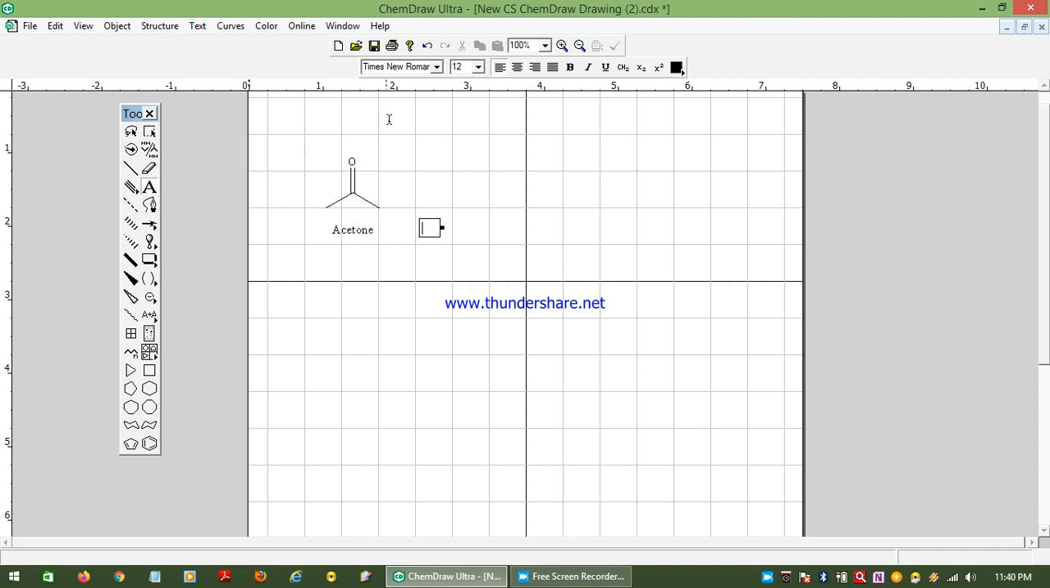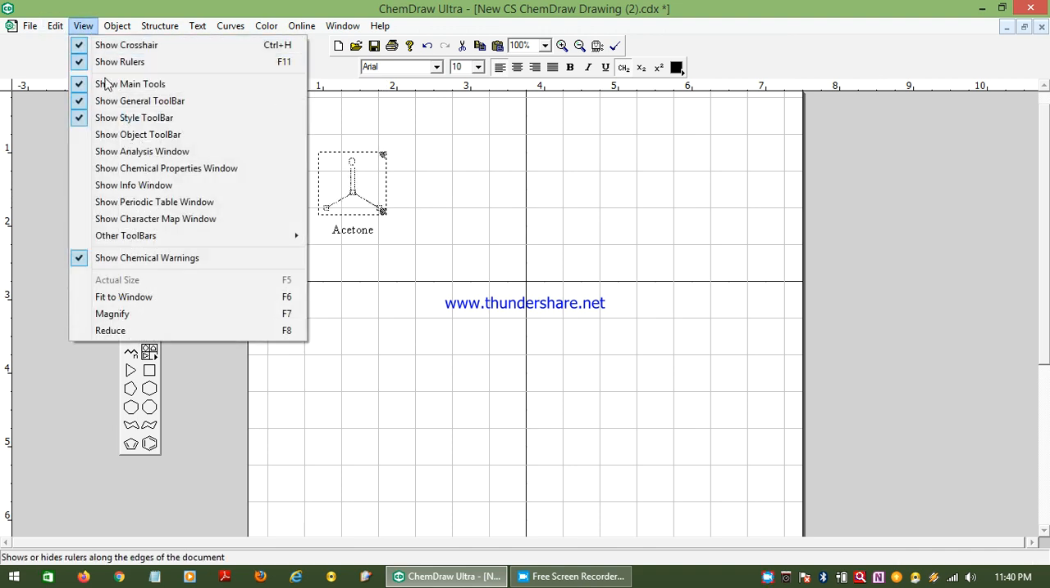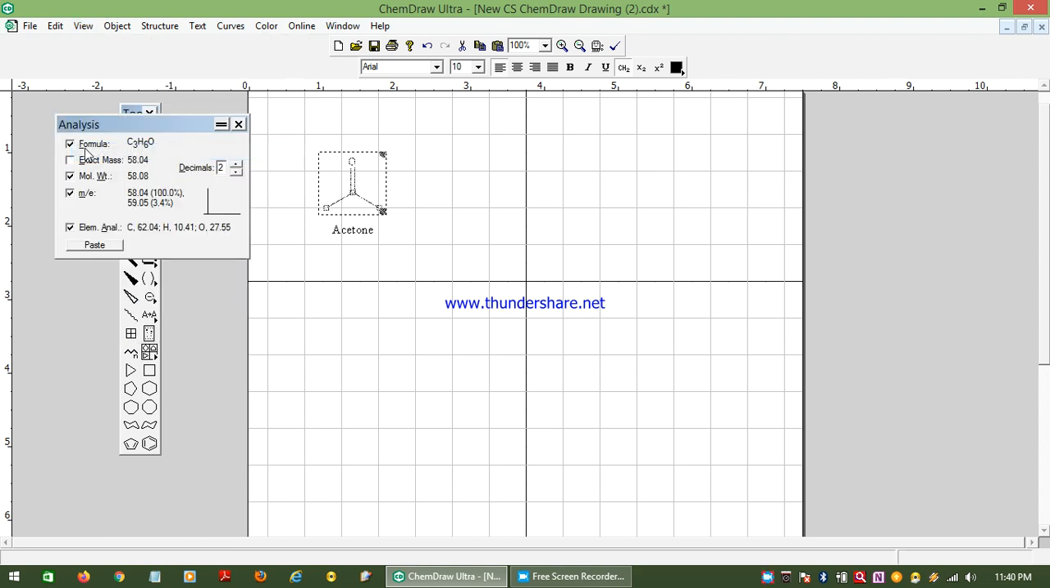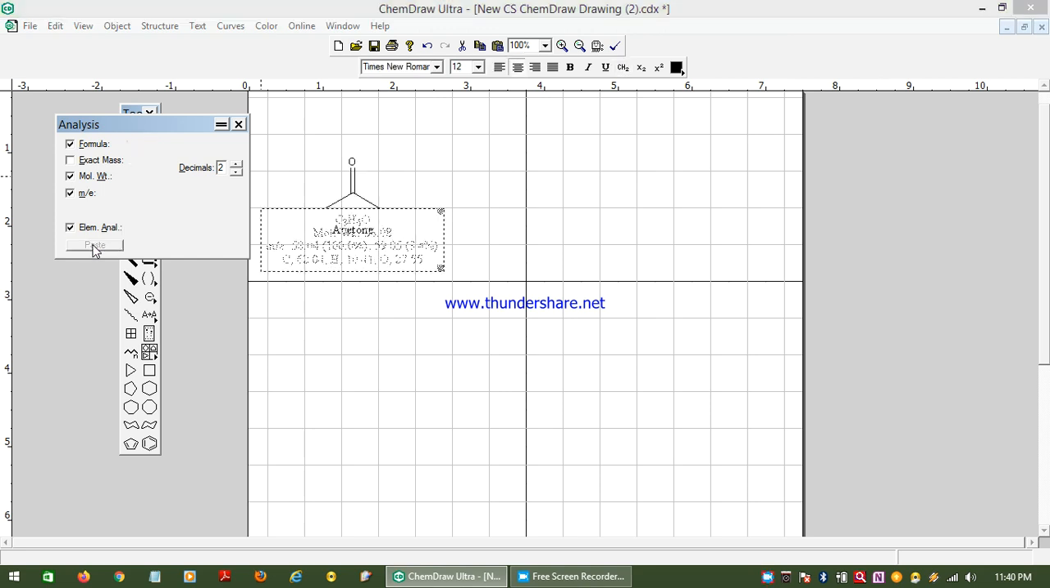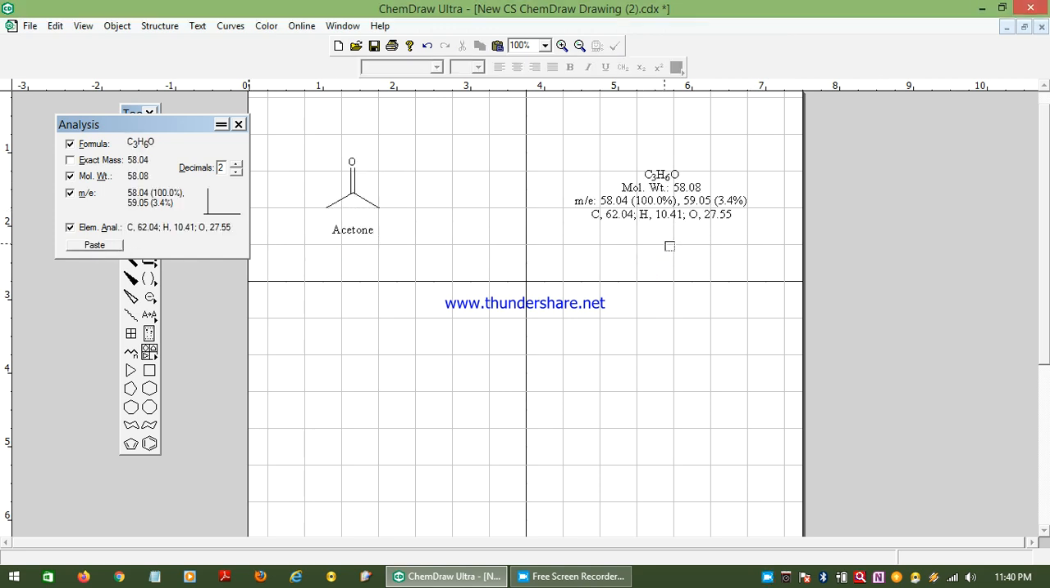Okay. Now this is your molecule. If you want to get information about this structure, you go to view, show analysis window. You'll get the formula of the molecule, the exact mass, molecular weight, m/z ratios, then carbon, hydrogen, oxygen ratio. If you want this information, you just paste it, and you'll get this information here and can use it.